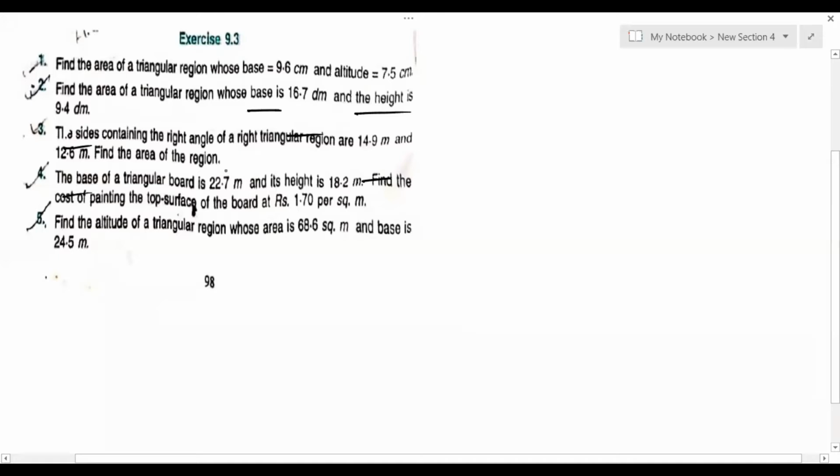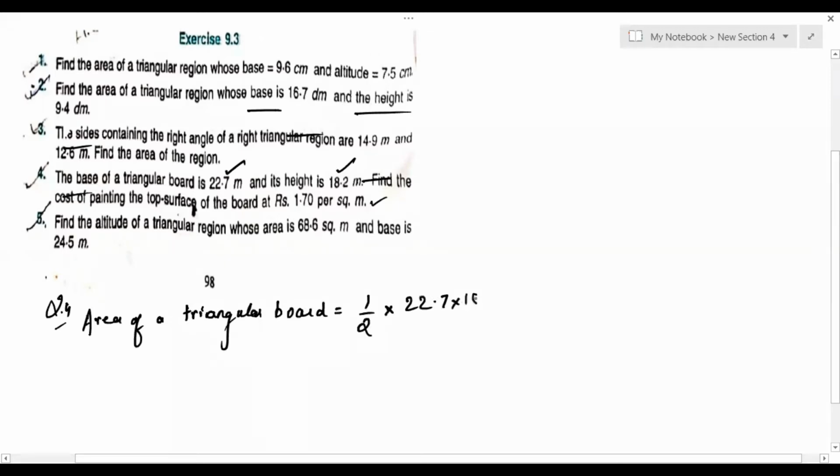Next is question number 4. The base of a triangular board is given to us, the height is given to us. It is asking to find the cost of painting the triangular board at rupees 1.70 per square meter. So first we should know the area of that triangular board. The area will again be calculated on the basis of half into base into height, that is 22.7 into 18.2. Now what is half of 18.2? That is 9.1. We will multiply 22.7 with 9.1 and the final answer we get is 206.57 meters square.